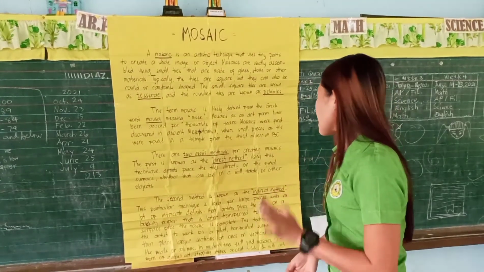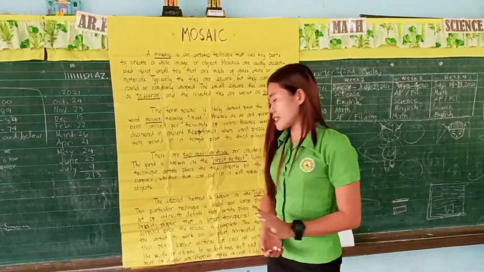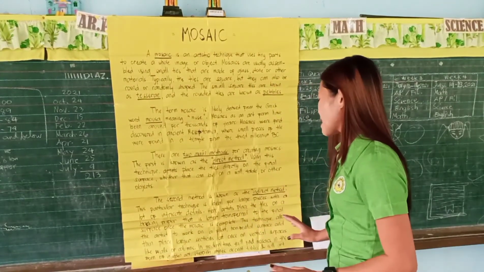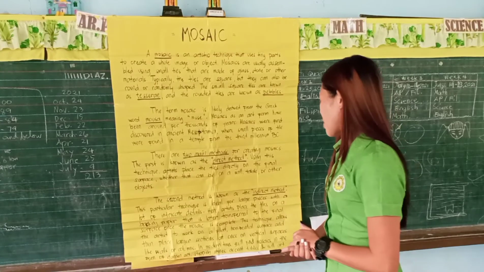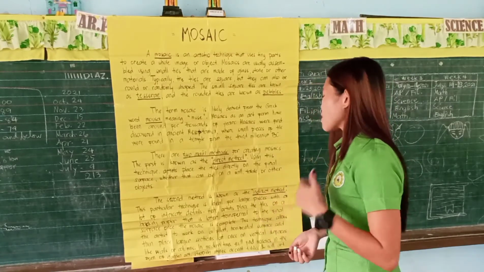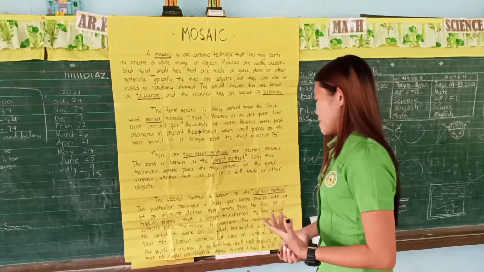Okay, so this technique allows the artist to work on a flat, horizontal surface and then place larger sections at once on vertical surfaces like walls or columns.